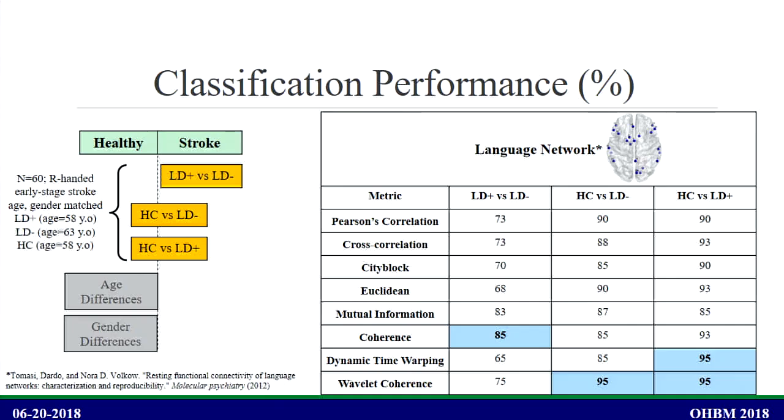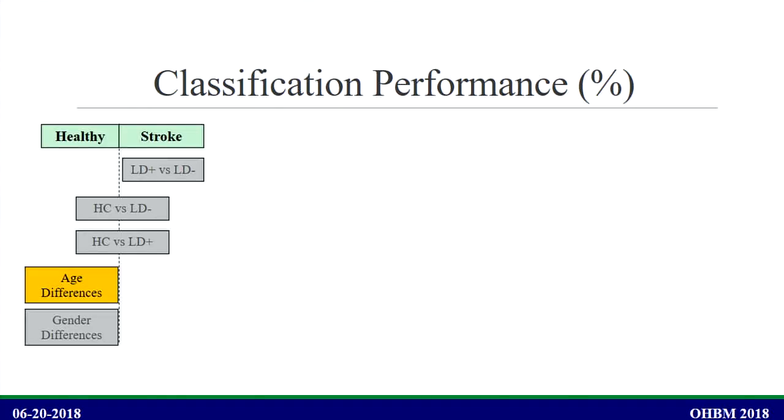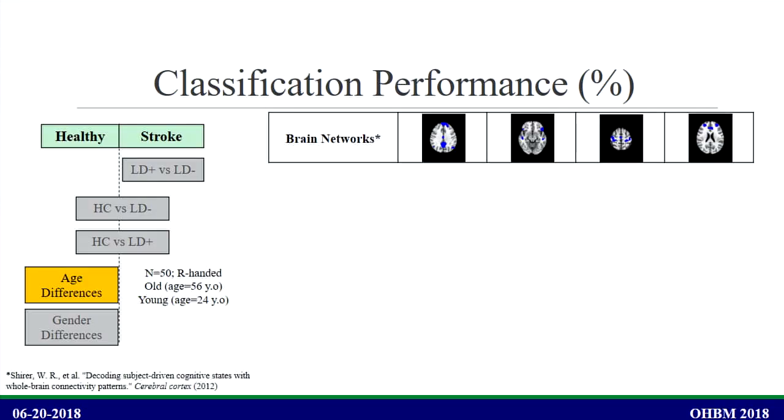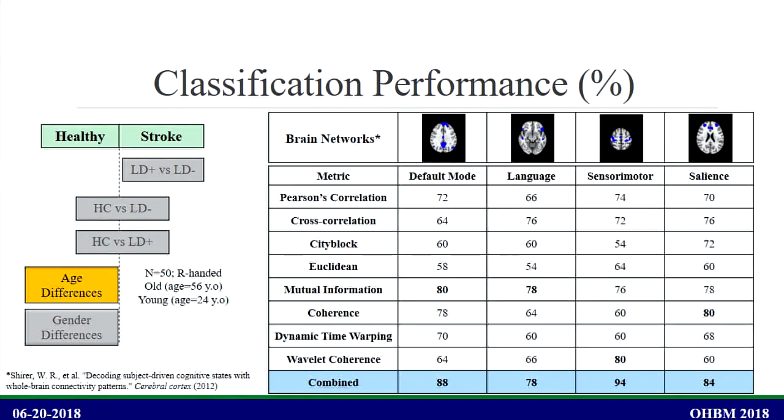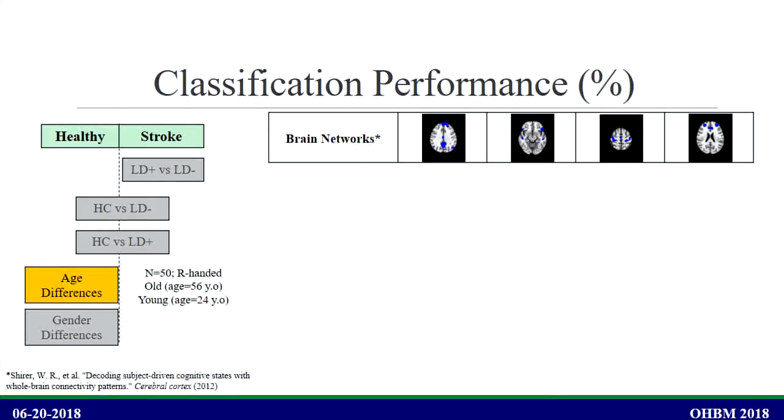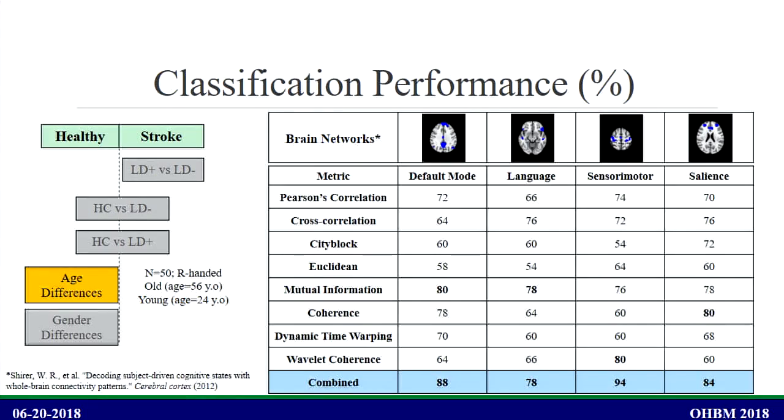So we also tested this in healthy participants. We looked at age differences. We recruited 50 right-handed participants, with half of them being old and half of them being younger. And we looked at not only the language network, but also other networks in the brain. And similarly, there we see that Pearson's correlation does not necessarily perform the best in comparison to all the other metrics. But interestingly, when we combine information across all these different metrics, the combined metric always performs better, or at least comparably, when we compare to the individual metrics.